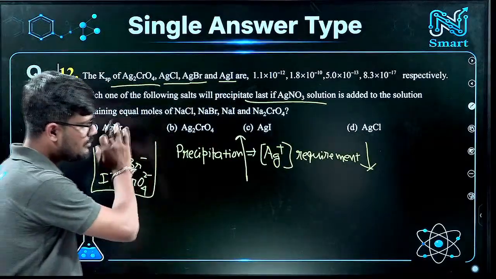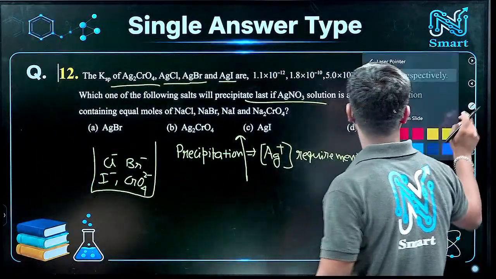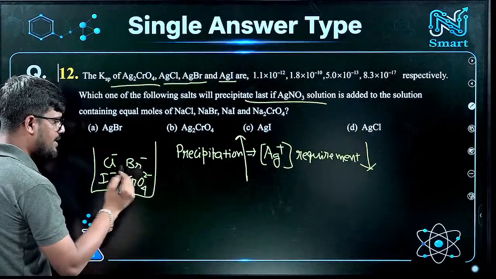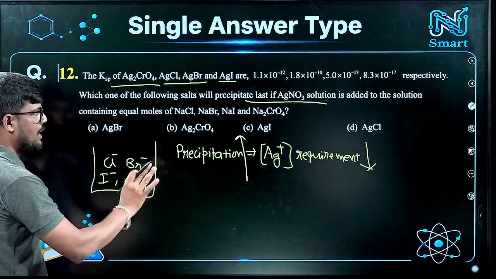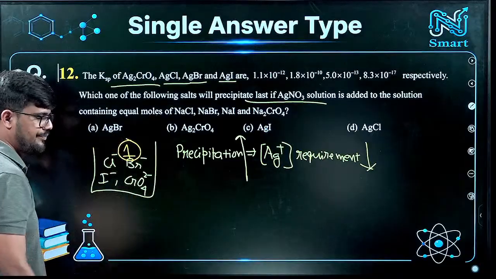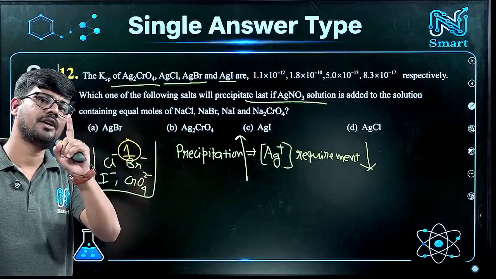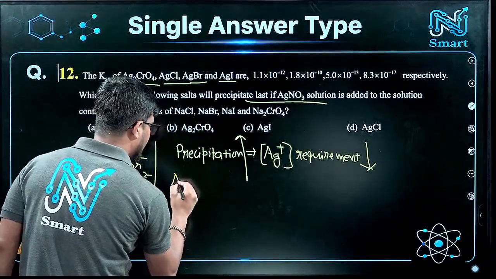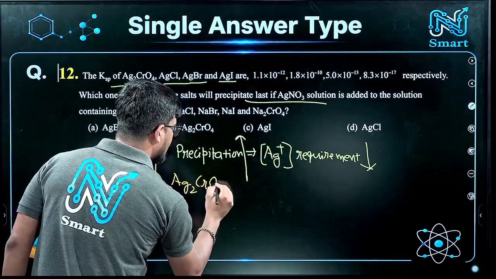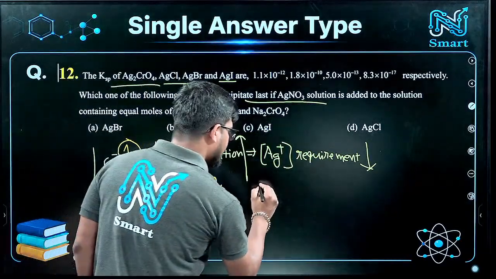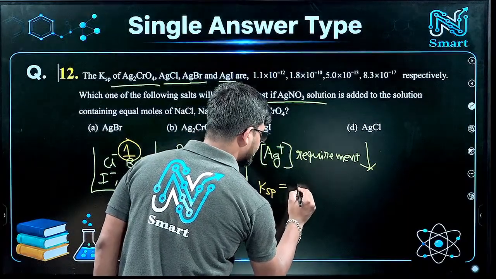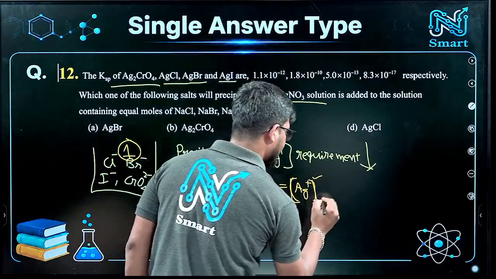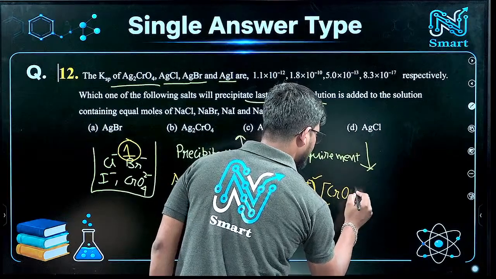Now just check how to find the answer in this case. Since they are saying all these Cl minus, Br minus, I minus, CrO4 2 minus, their concentrations are equal, their mole number is equal, I am considering it is 1. Correct? All of them have unit mole number. Now just calculate for Ag2CrO4. What is the formula? KSP is equal to Ag plus concentration squared into CrO4 2 minus, correct?